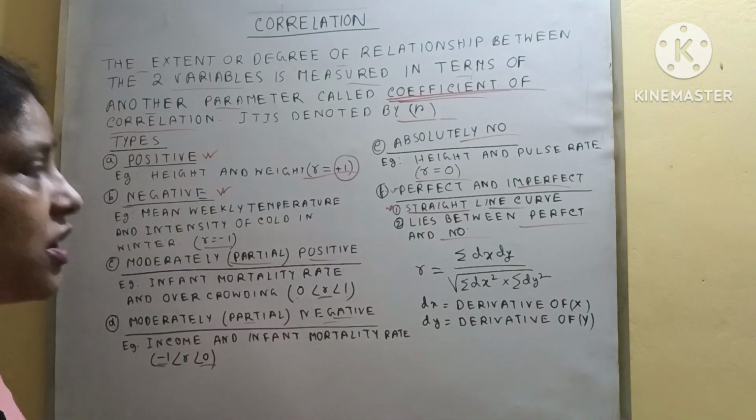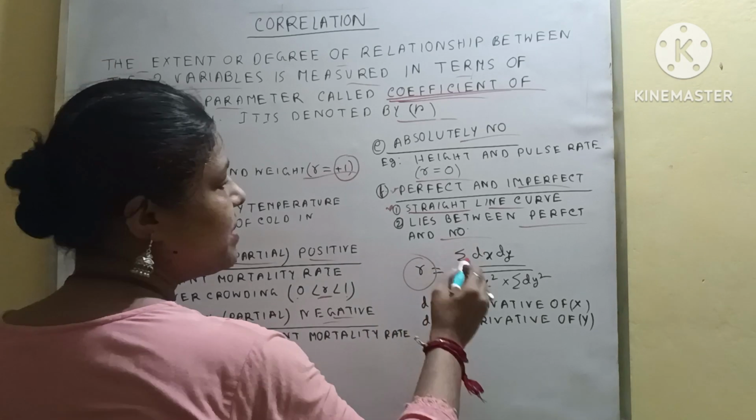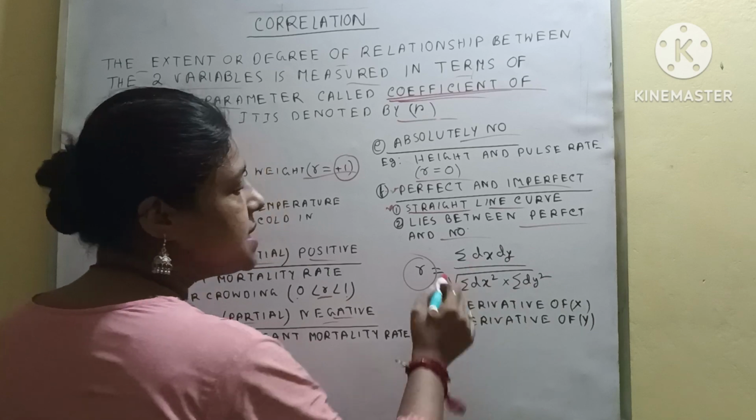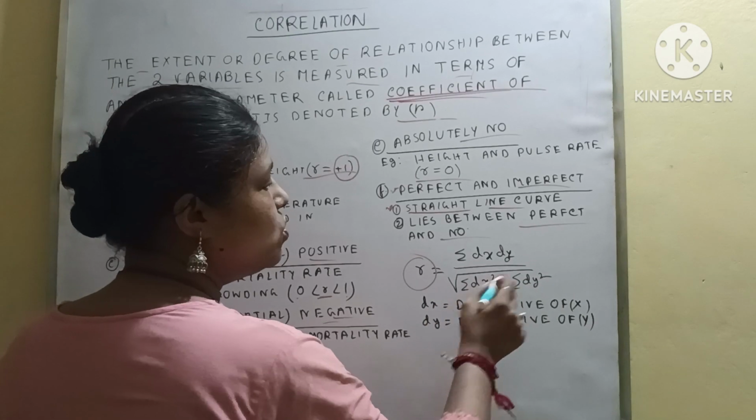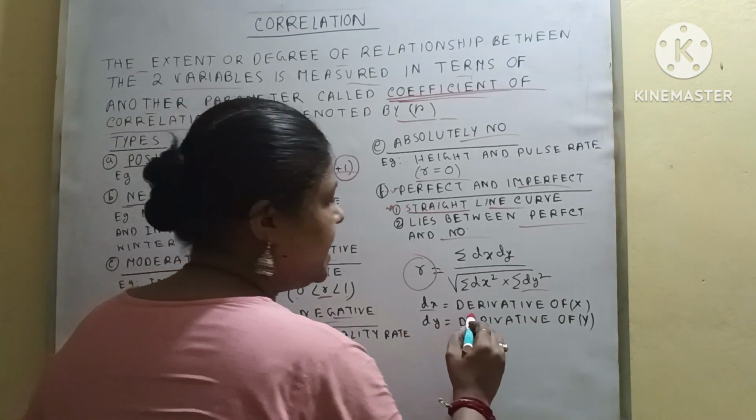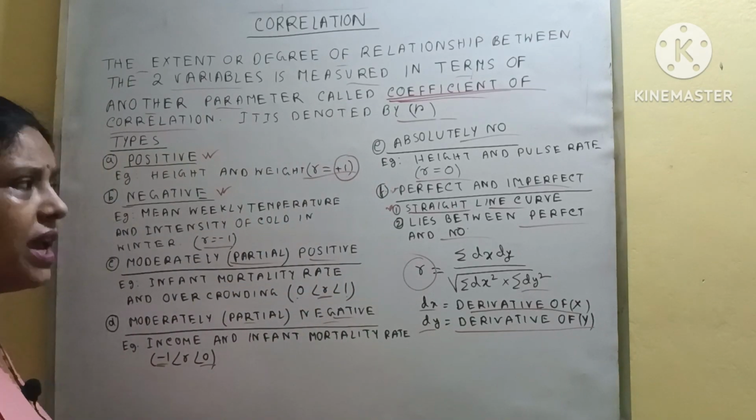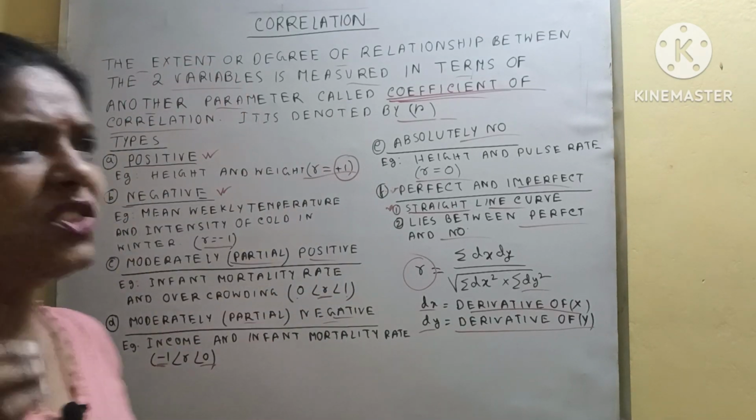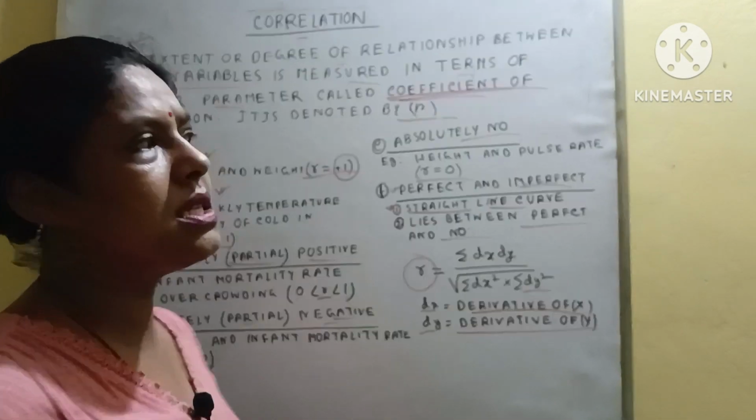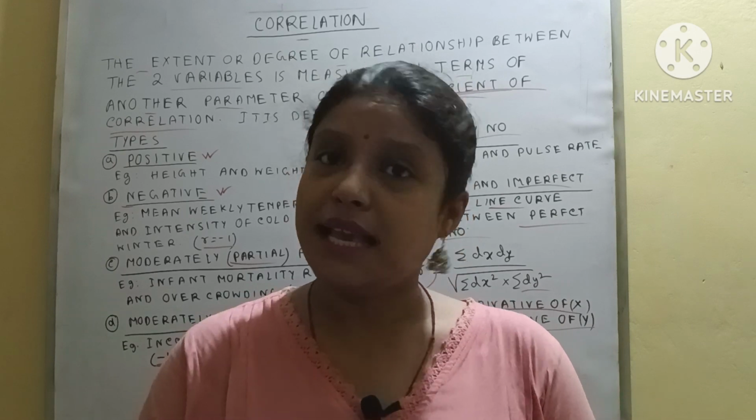And what is the formula for the calculation of the r value? This is summation of dx dy divided by root over summation of dx square into summation of dy square. And dx is the deviation of x, and dy is the deviation of y. So this is a very simple explanation about the correlation, and after this we will learn how to calculate the r value with a proper example.